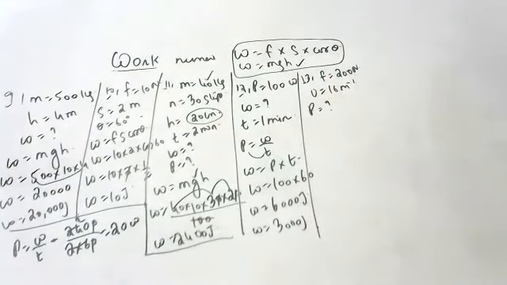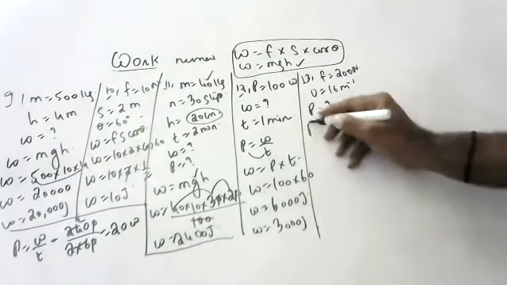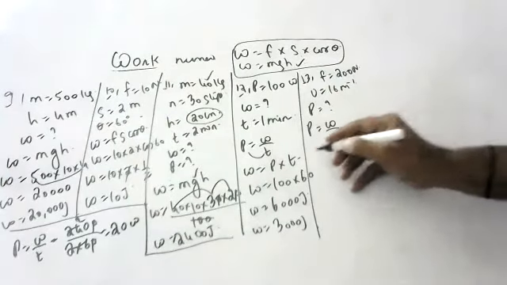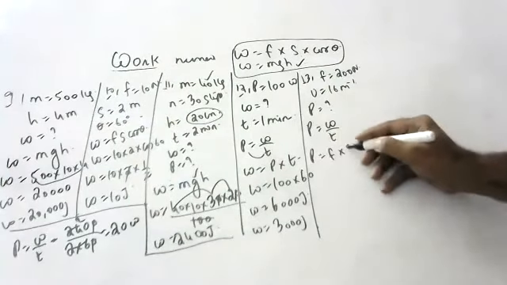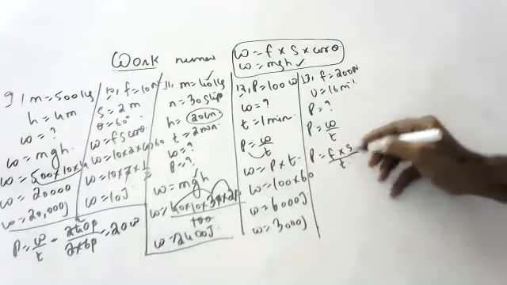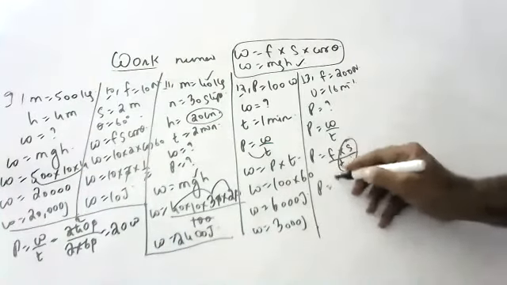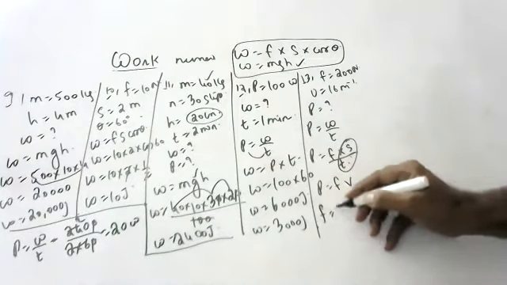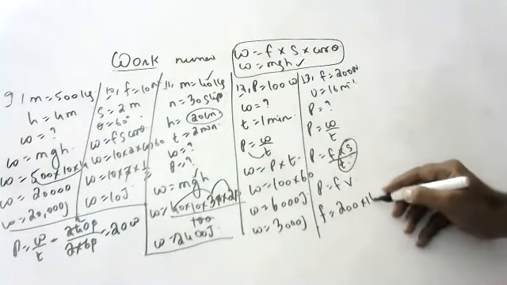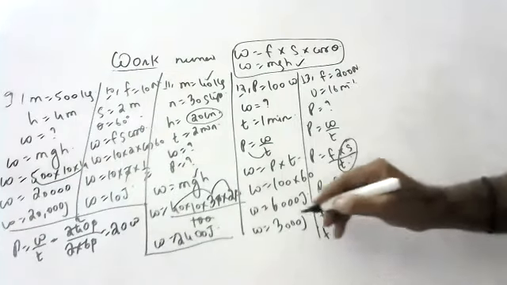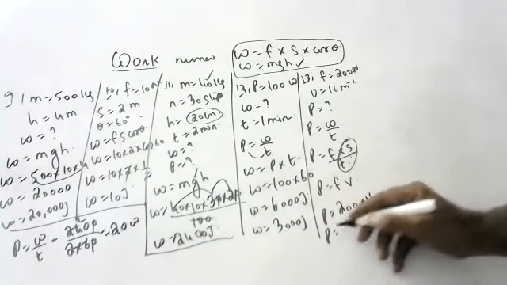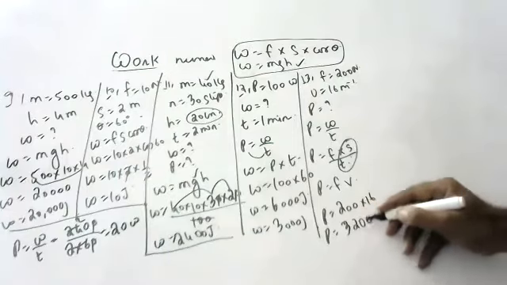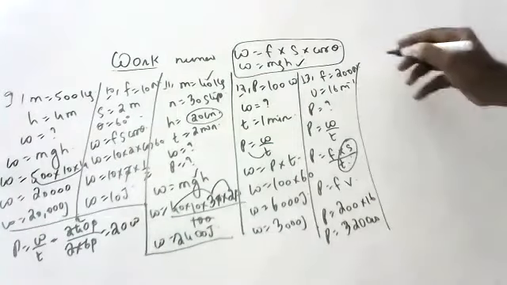Again, a power question came. No problem. Children, I told you power is equal to work by time, which is force into displacement by time. Displacement by time is velocity. So power is equal to force into velocity, which is 200 into 16. Power is equal to 3200 watts.